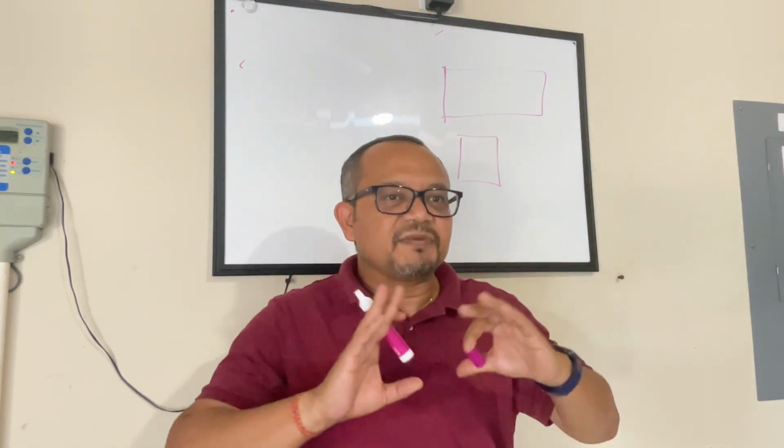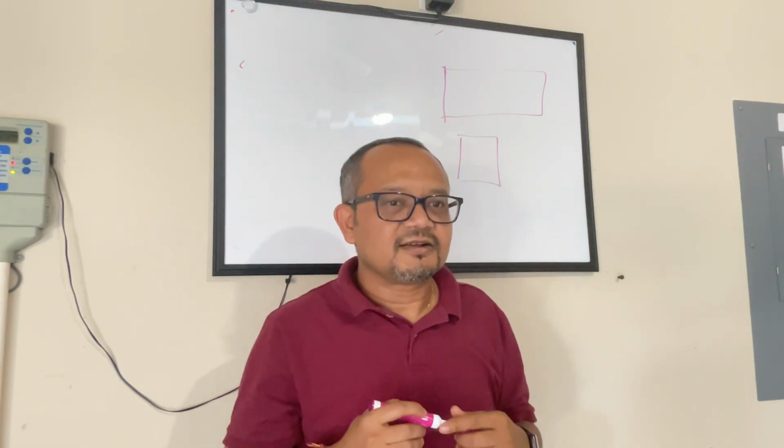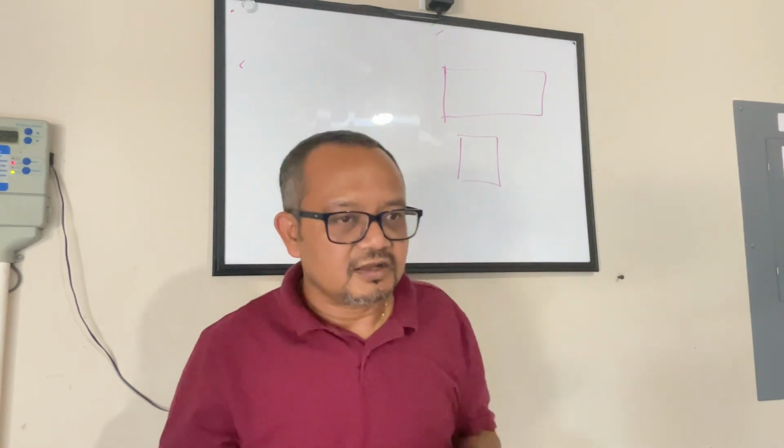What is the difference between a rectangle and a square? A square has all sides equal length, but then a rectangle has like 2 pairs.